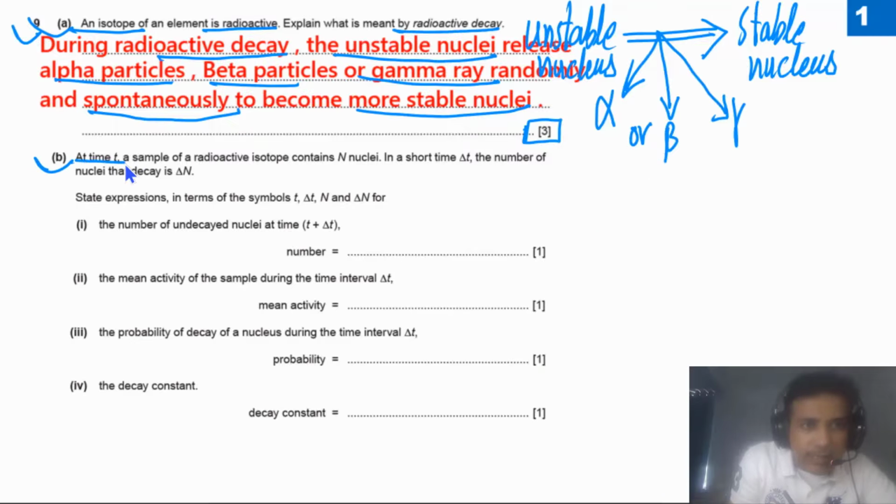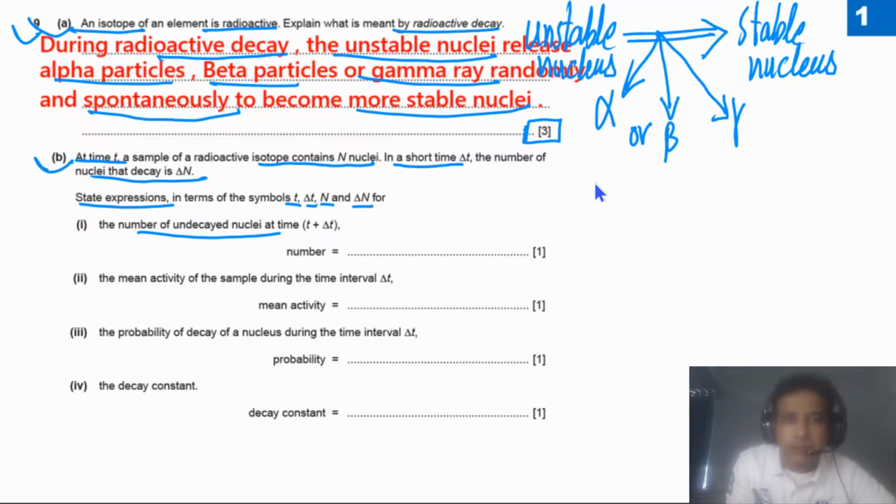Part B says, at time t, a sample of radioactive isotope contains capital N nuclei. In a short time delta t, the number of nuclei that decay is delta N. State expressions in terms of symbols t, delta t, capital N, and delta N for the number of undecayed nuclei at time t plus delta t. So for this question, it is given to us that at time t we have number of nuclei equal to capital N.